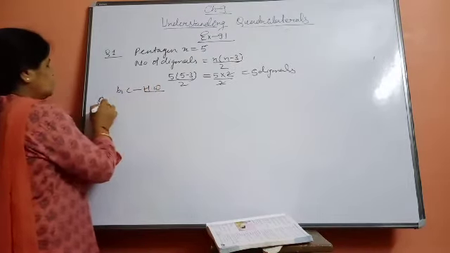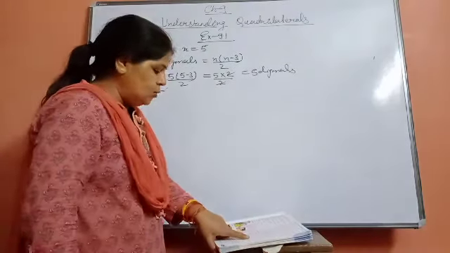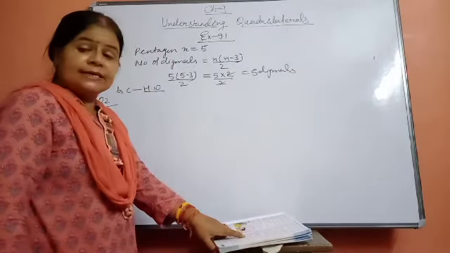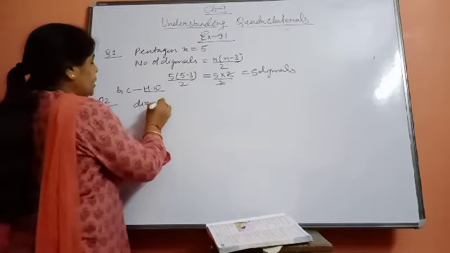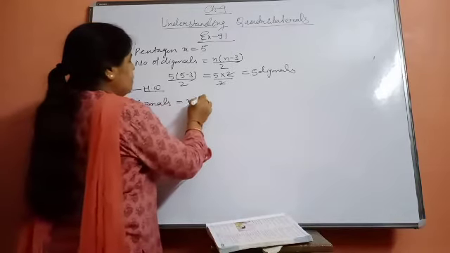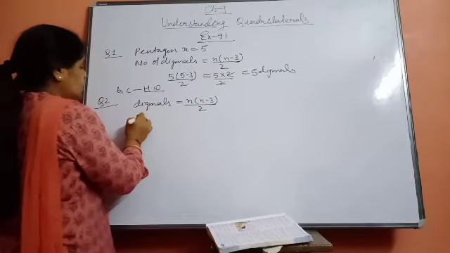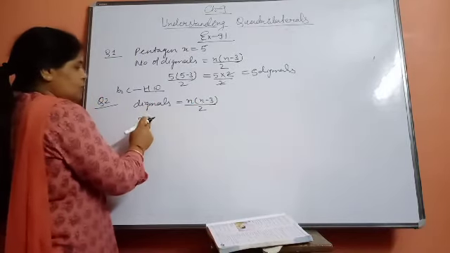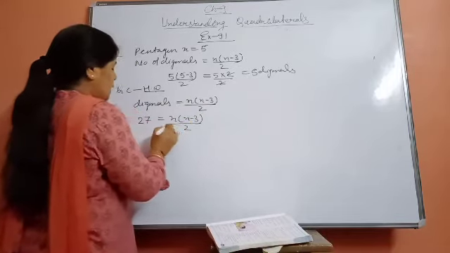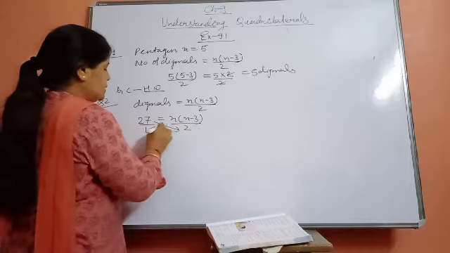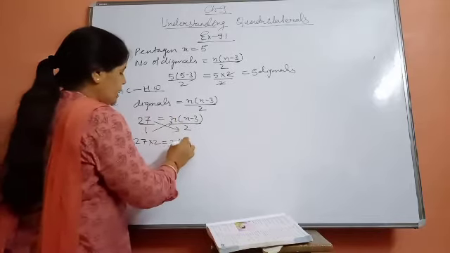Now come to question number 2. A polygon has 27 diagonals. How many sides does it have? Number of diagonals is equal to n times (n minus 3) upon 2. Here the diagonals are 27, so put the value: 27 is equal to n times (n minus 3) upon 2. Now do the cross multiplication, so 27 into 2 is equal to n times (n minus 3).